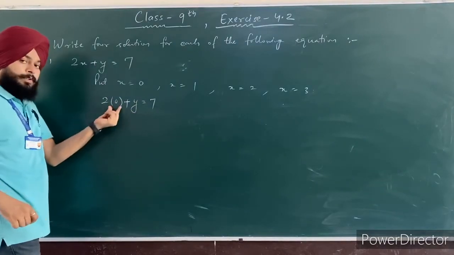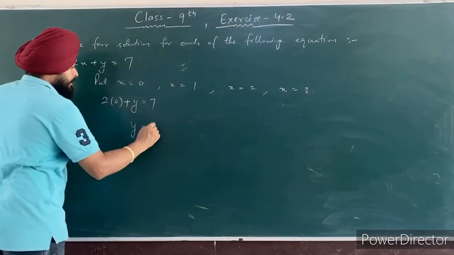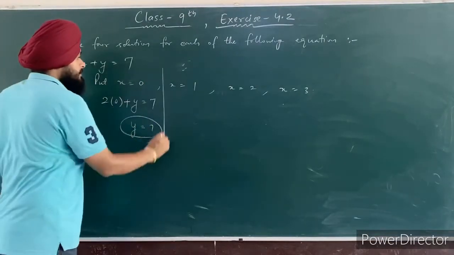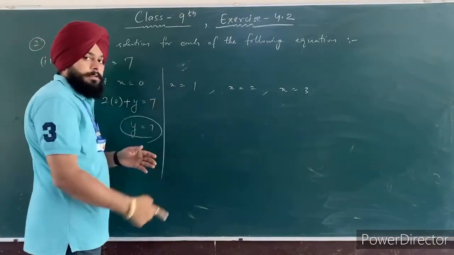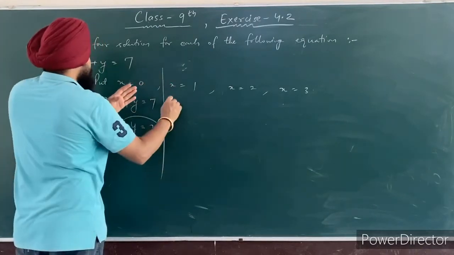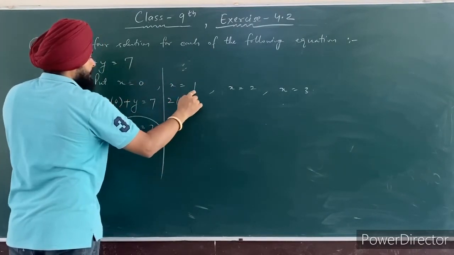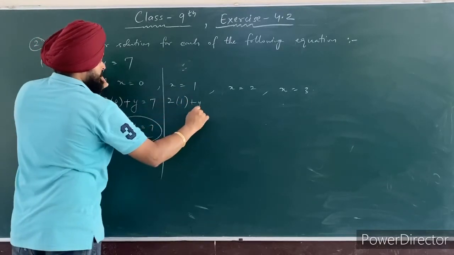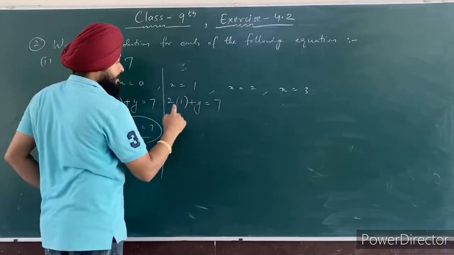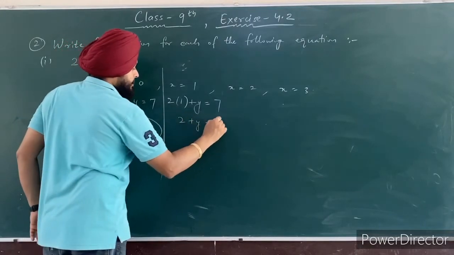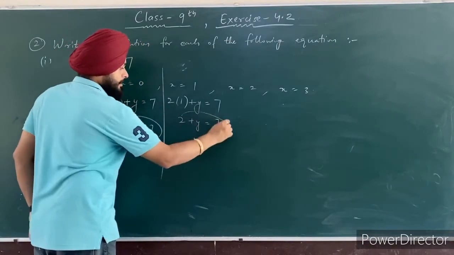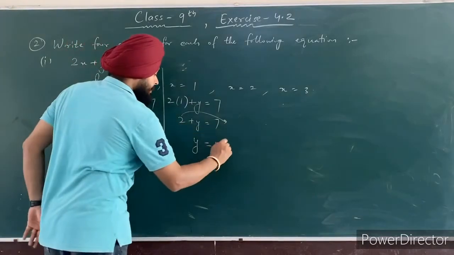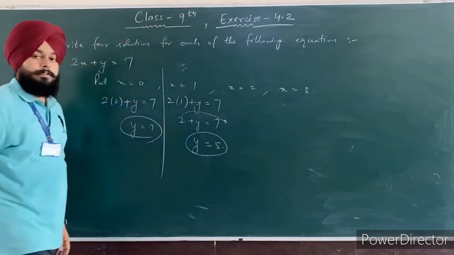Now 2 zeros are 0. So what is left here? y. So the value of y is 7. Clear students? Next, when we put x equal to 1, the corresponding value of y: 2 into the value of x, which is 1, plus y is equal to 7. 2 ones are 2, plus y is equal to 7. और y is equal to what? 2 रिजेक्ट minus हो जाएगा, 7 minus 2, it is 5. So the value of y is 5.